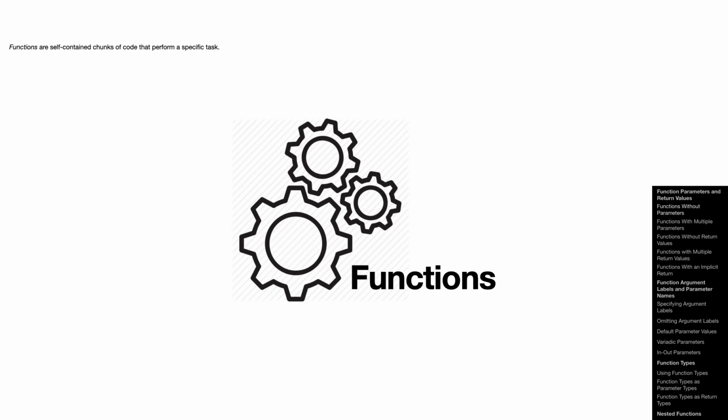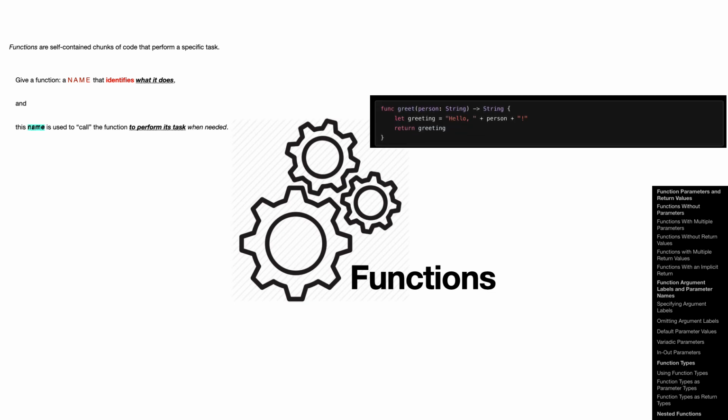Given a function, it contains a name that identifies what it does, and this name is used to call the function to perform its task when needed. Here is an example. Func is a reserved word, keyword. Greet is the name that identifies what it does, and person is a parameter.